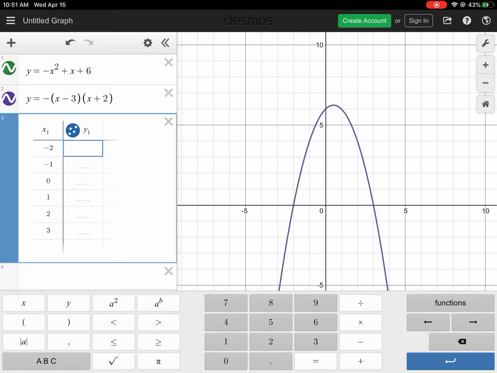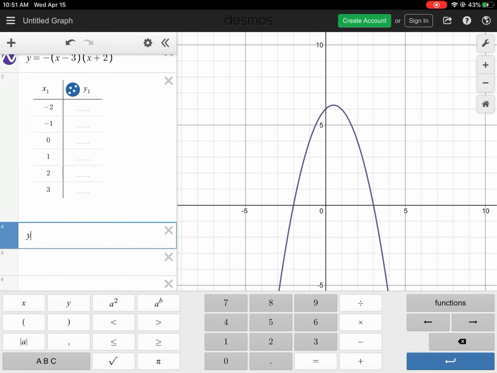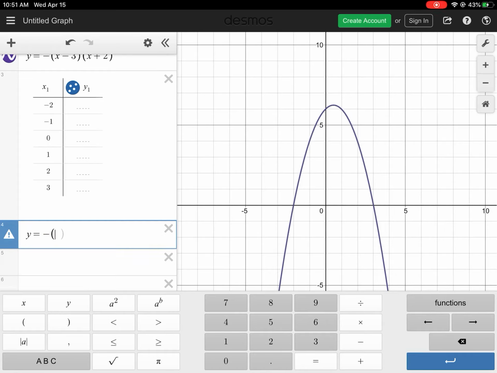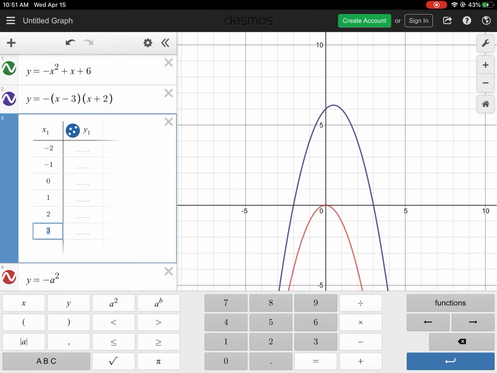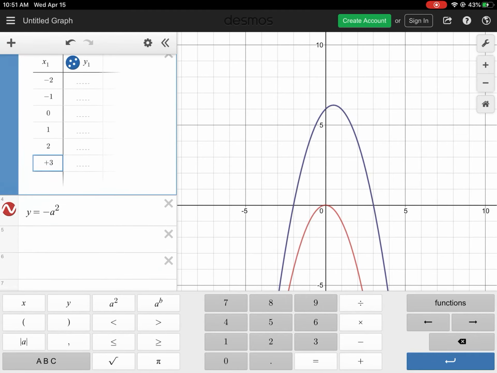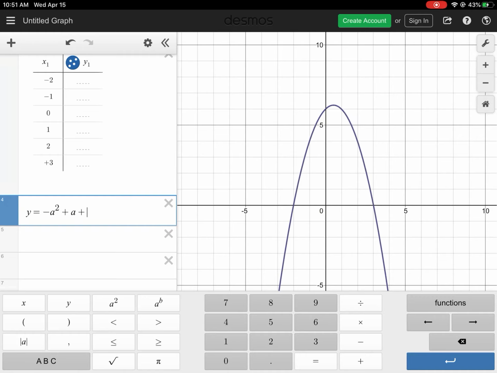I can do this simply if I copy this equation again, but instead of using x values, I type in the letter a. Let's do standard form. Let's do negative a squared plus a plus 6. That should be giving me a slider. There we go, let's use b.